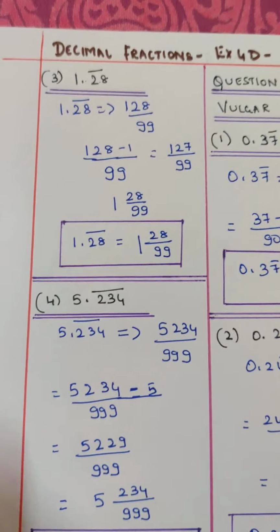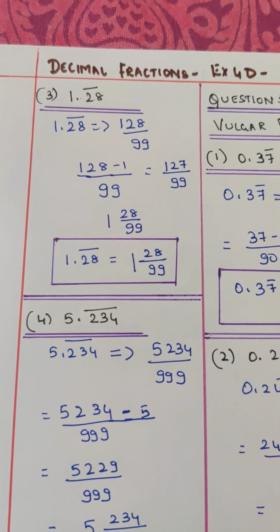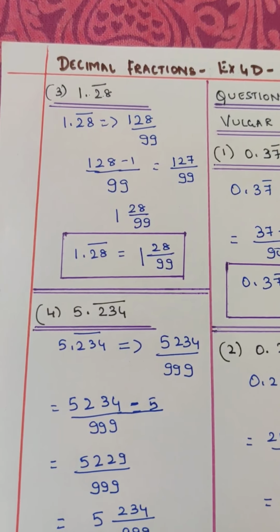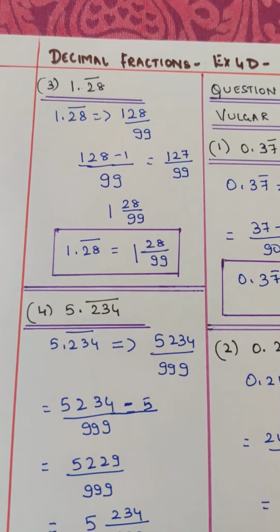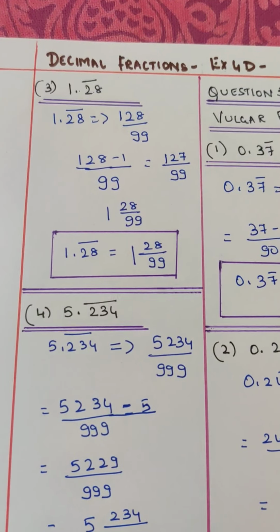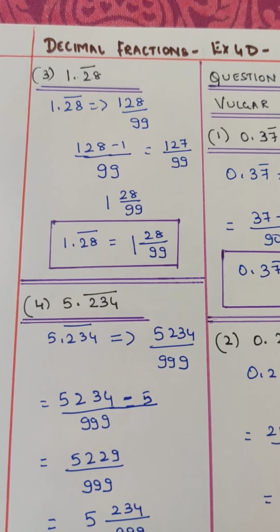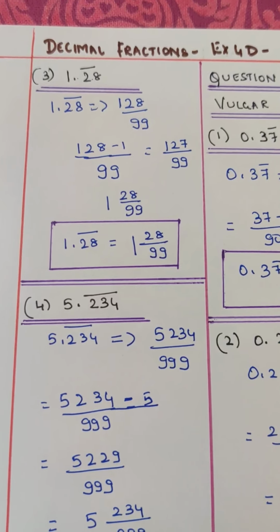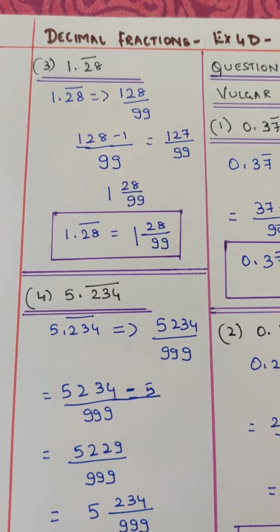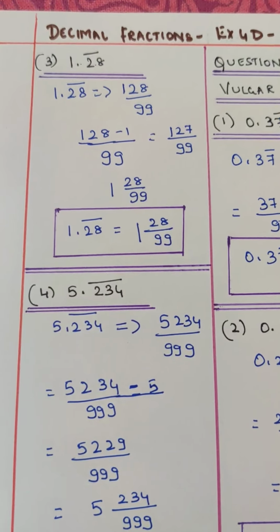Now moving on to the third sum, 1.28 bar. The bar is on both the digits. Therefore, it becomes 128 by 99. Therefore, the next step is 128 minus 1 by 99. That is equal to 127 by 99. So, when you convert it into a mixed fraction, it becomes 1 28/99.